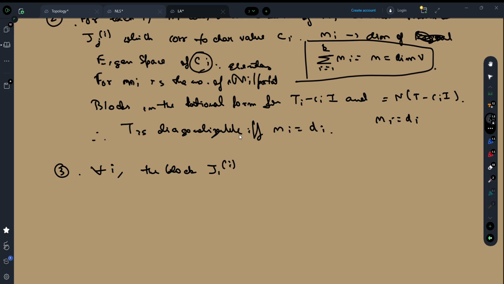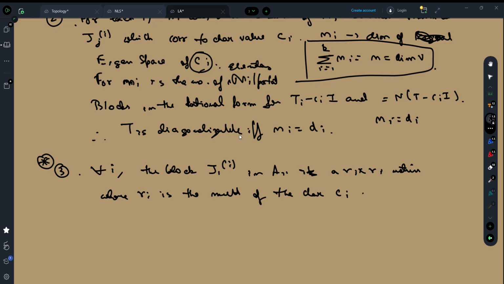the first block J1i in Ai is an Ri cross Ri matrix, right? It's an Ri cross Ri matrix, where Ri is the multiplicity. This is very important. It is the multiplicity of the characteristic value Ci as a root of the minimal polynomial for T, right?